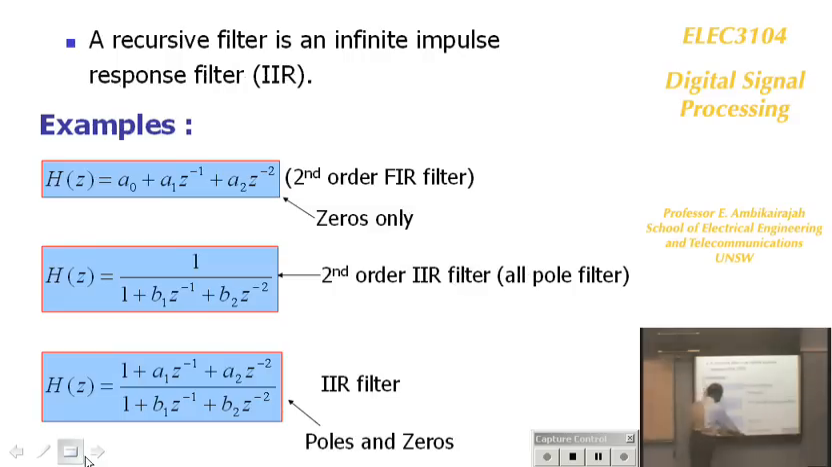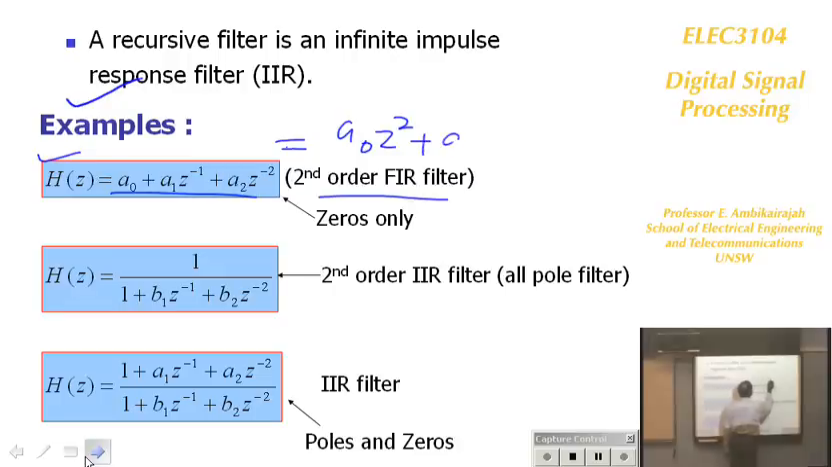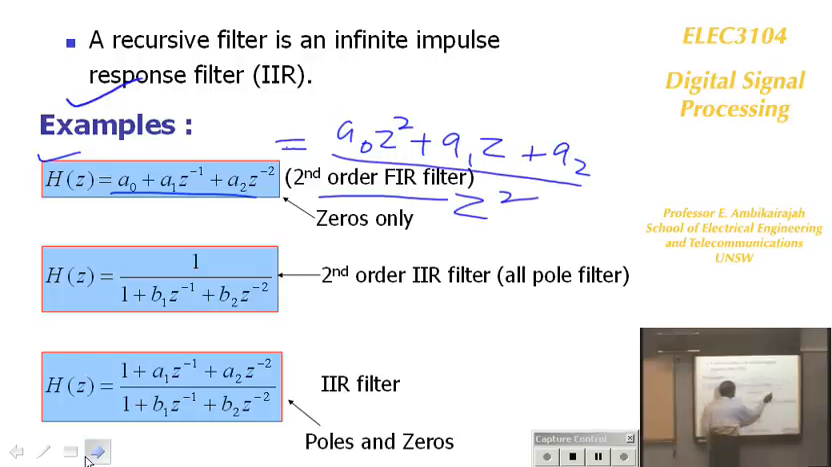So here are some examples of filters. Here is a second order filter, but this is only an FIR filter, zeros only. There are only zeros because there's no denominator. If you do this correctly, you will get a naught z squared plus a1 z plus a2, divided by z squared. There is a pole here, there are zeros here. There's a pole here at the origin. Poles at the origin do not contribute to anything. They're just there for normalization purposes. So this is only an FIR filter.